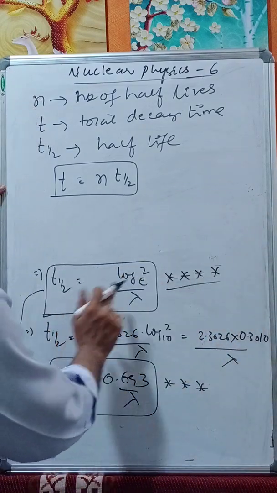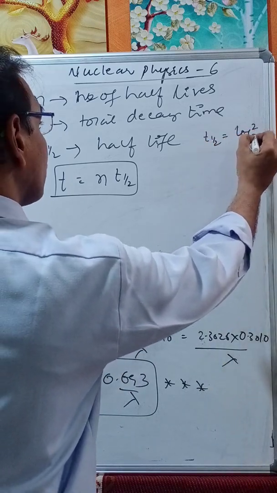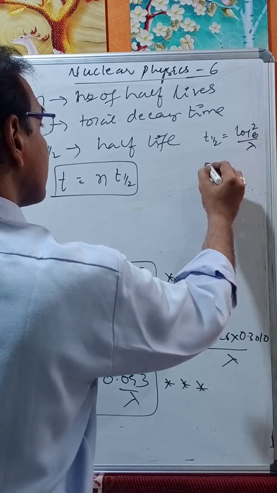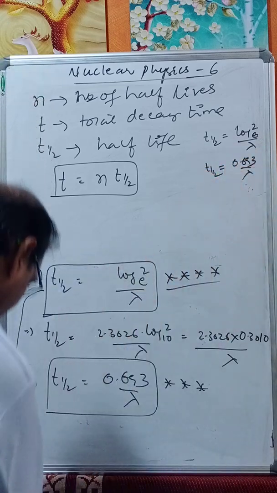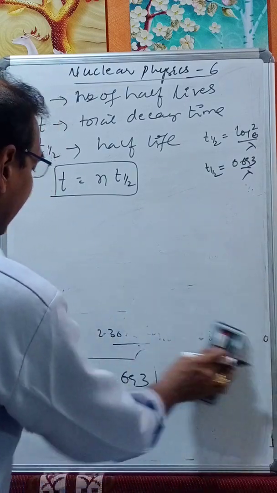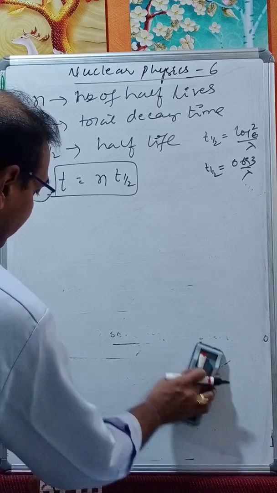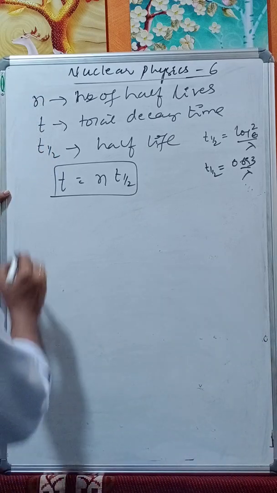Keep this equation aside. Let us say t half is equal to log 2 to the base e by lambda, that is, t half also equals 0.693 by lambda. Now, the relation between capital N naught and small n.